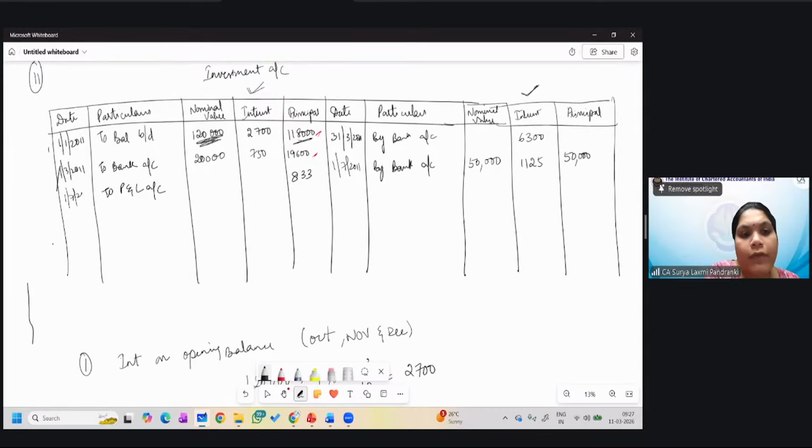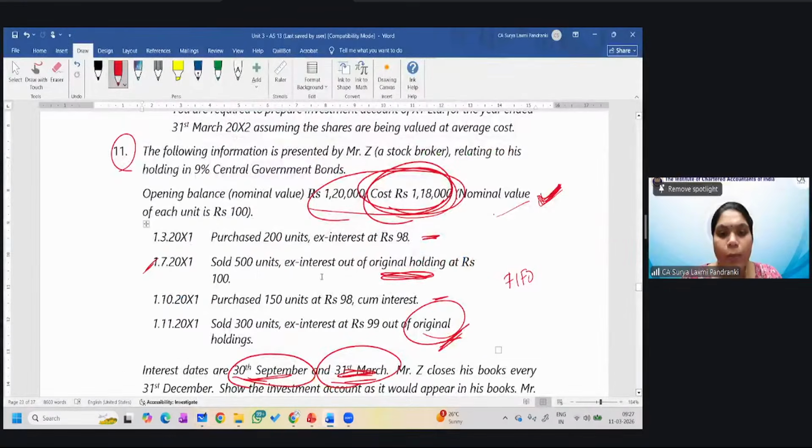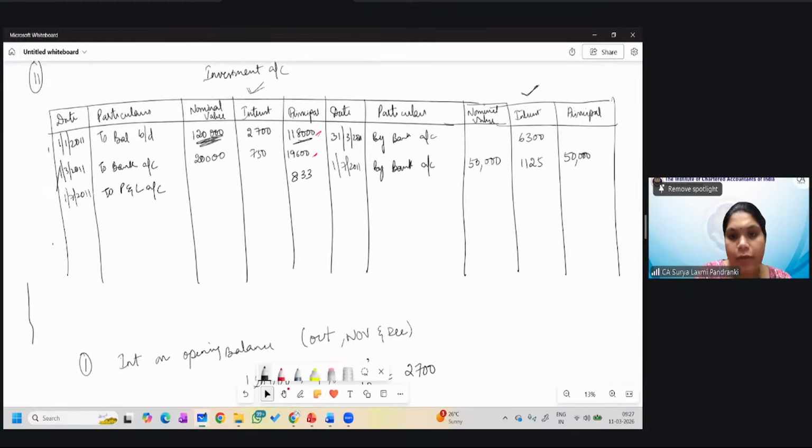This is on 1/7/2011. Right? Sale is done. After this, we have one more purchase also on 1st October. Before 1st October, do we have anything else? We have to check that also. Do we have anything else before 1st October? Ma'am, interest. 6 months of interest also we have to receive, which is on 30th September 2011. Calculate the interest for 6 months.